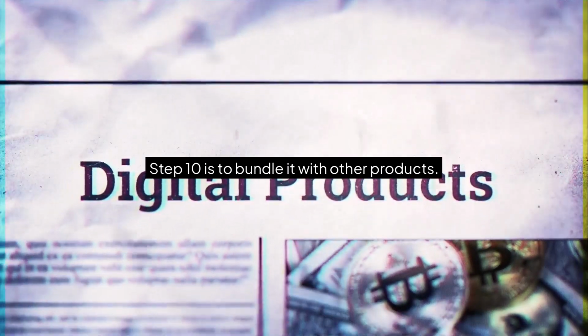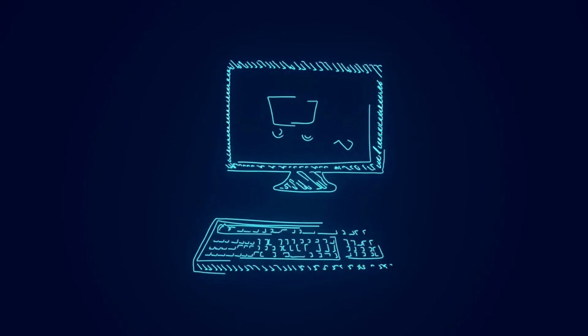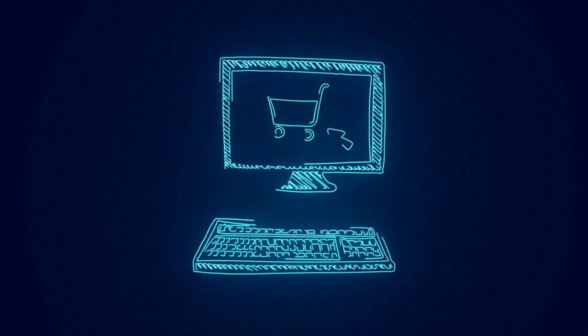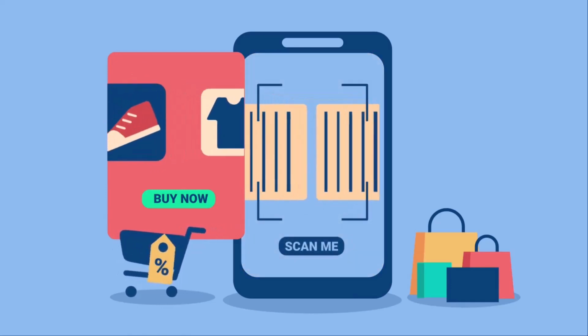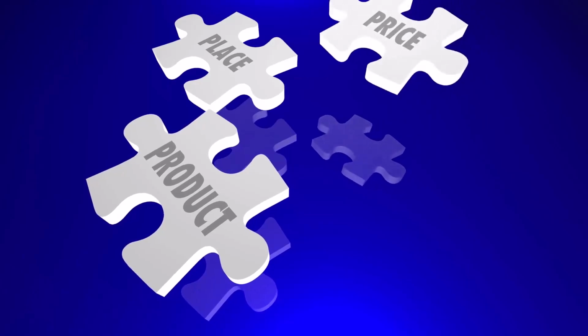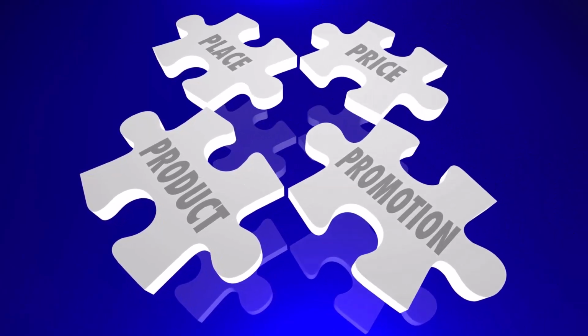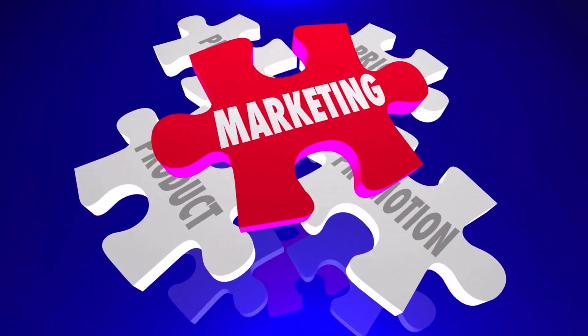Step 10 is to bundle it with other products. If you've got other related products, bundle them together with your PLR product for a higher perceived value. Bundles tend to sell really well because people feel like they're getting more for their money. You can also do bundle deals with other marketers, where you swap products and promote each other's bundles, giving you extra exposure and affiliate income.